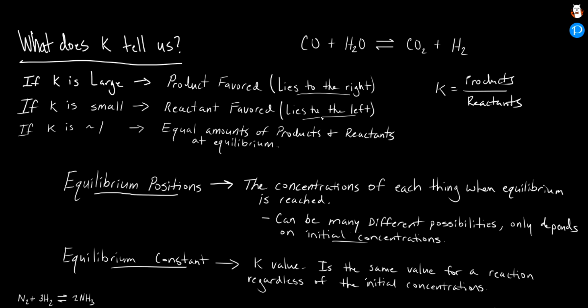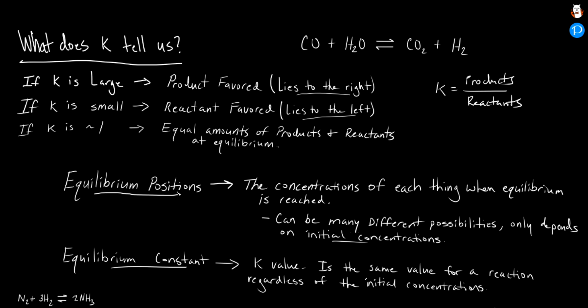The other ways we can say this is lies to the right or lies to the left. It's just another way of saying product or reactant favored. So if it lies to the right, again, that means you have a lot of products. If it lies to the left, it means you have a lot of reactants at equilibrium. If your K value is approximately 1 or close to it, it means you have relatively equal amounts of products and reactants at equilibrium. A couple of things to differentiate between equilibrium positions or equilibrium position.